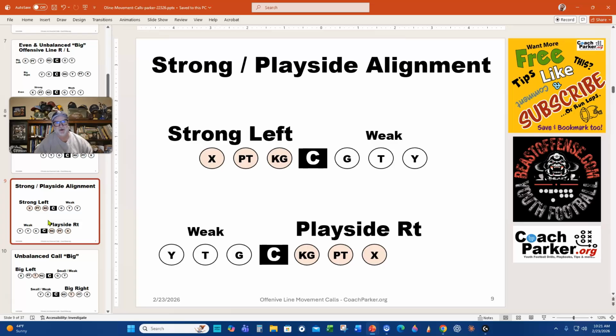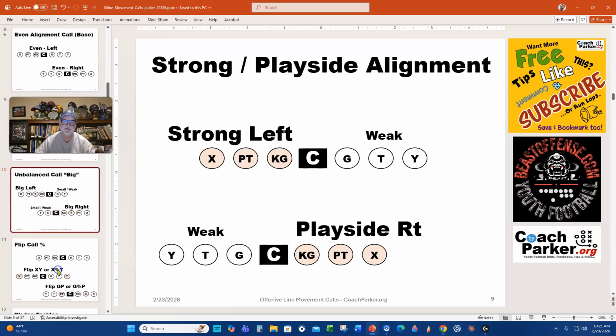If you called strong, you want your strong guys to go, that's your night guard, your power tackle, and your S. Play side, if you're always flipping your O line to play side, there it would be down here. This is play side right. If I called like an 8 hole or a 6, even is right for me. You've got the weak side there.